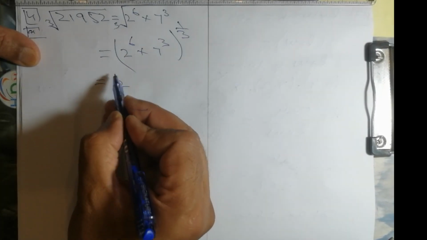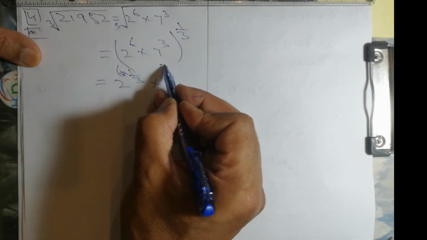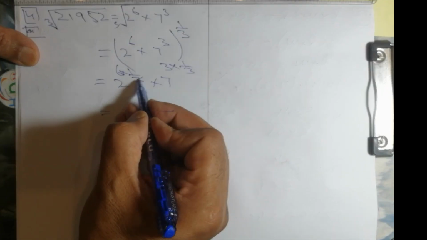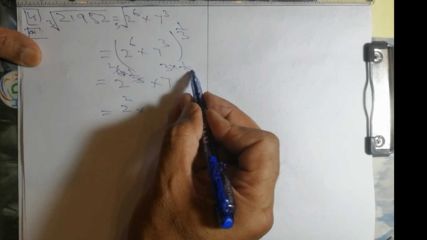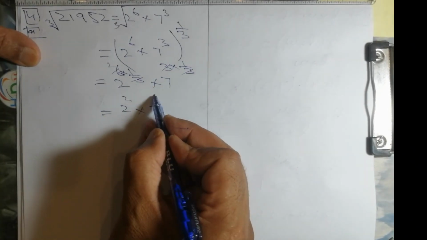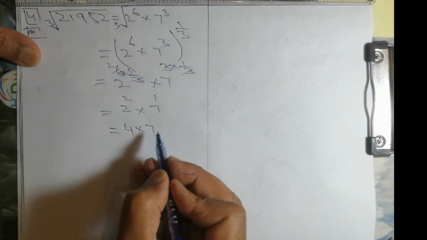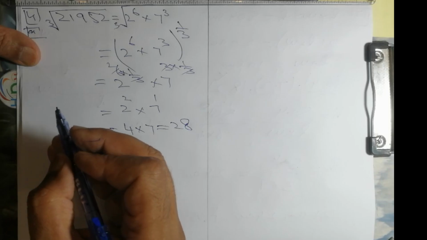So 2 raised to power 6 into 1 by 3 into 7 raised to power 3 into 1 by 3. So 3 2s are 6, 2 raised to power 2 here, and 3 1s are 3, 7 power 1. This is equal to 4 into 7, 28 is the answer of the question.